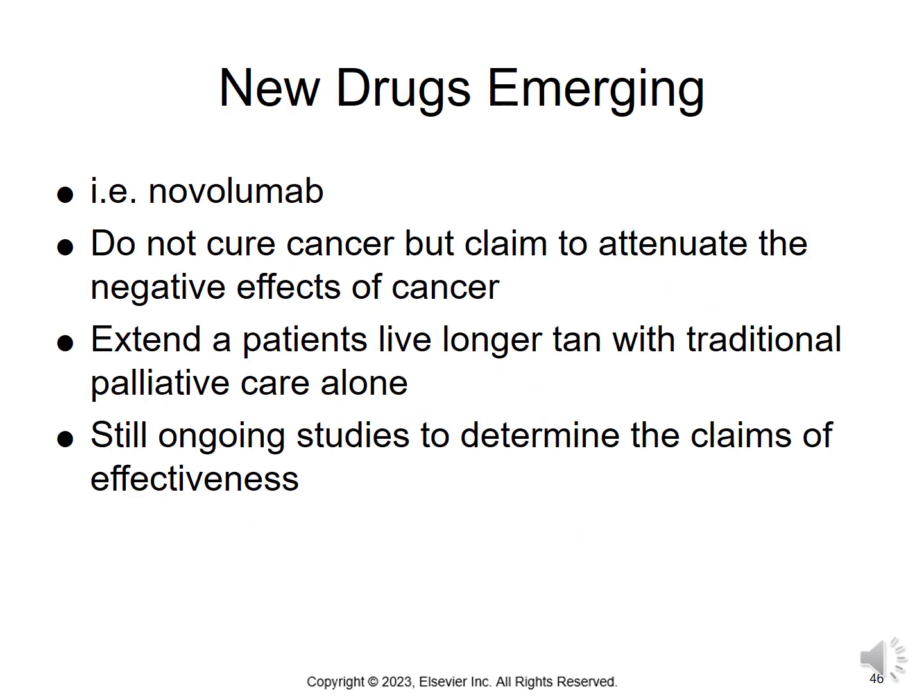Identifying and acting on molecular targets, perhaps in the immune response, is seen as a way of developing new drugs with fewer side effects. So they have some new drugs that are coming out. They won't cure the cancer, but they're supposedly going to help with the negative effects of the cancer. They would help people to live longer, along with some palliative care. And there are still ongoing studies to determine the effectiveness of these drugs.